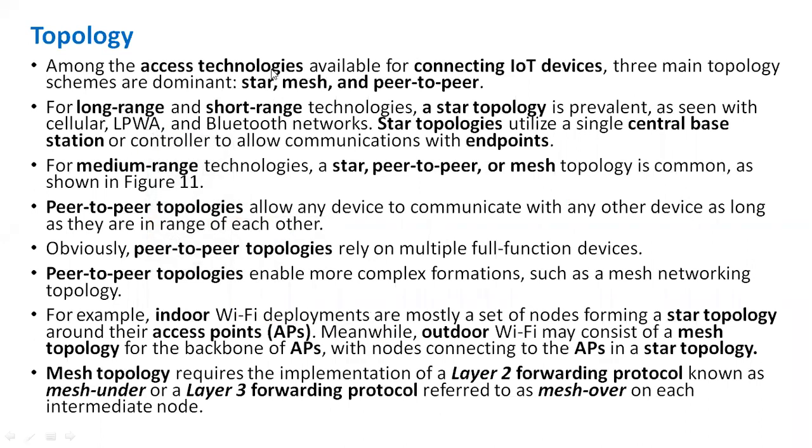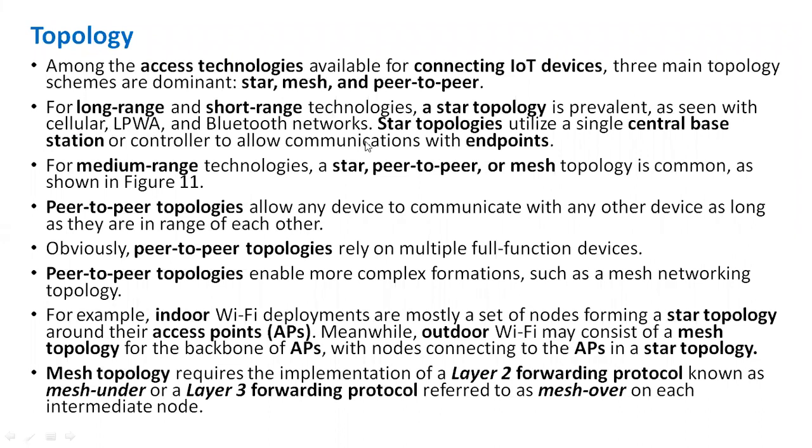The first one is star topology. Star topology is very much suitable for long range technologies as well as for short range technologies. The beauty of star topology is that it can be used for medium range technologies also. Since it is suitable for short range and long range, obviously it is suitable for medium range technologies also. For short range, an example is Bluetooth technology. For long range, the examples are cellular technology or low power wide area technology, that is LPWA technology.